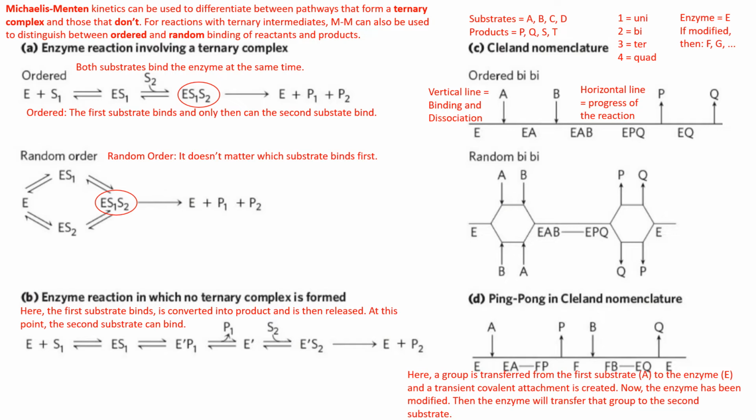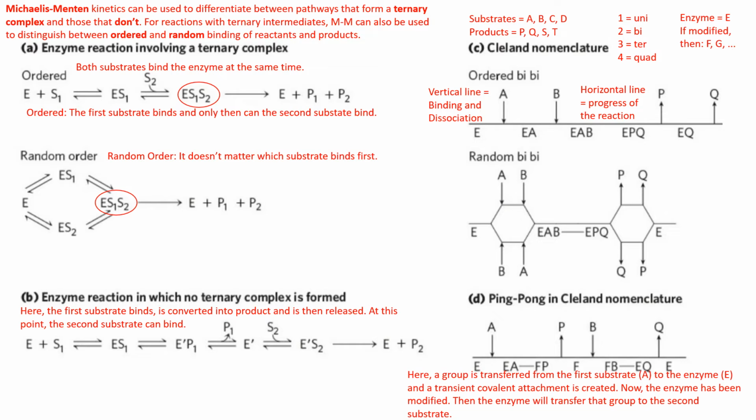In the random order, it doesn't matter which substrate binds first. So you have this over here. You have the enzyme, and you can have the enzyme substrate complex with substrate 2, or the enzyme substrate complex with substrate 1. And then both pathways lead to the ternary complex, which is enzyme, substrate 1, substrate 2. And the result is the free enzyme plus product 1 plus product 2.